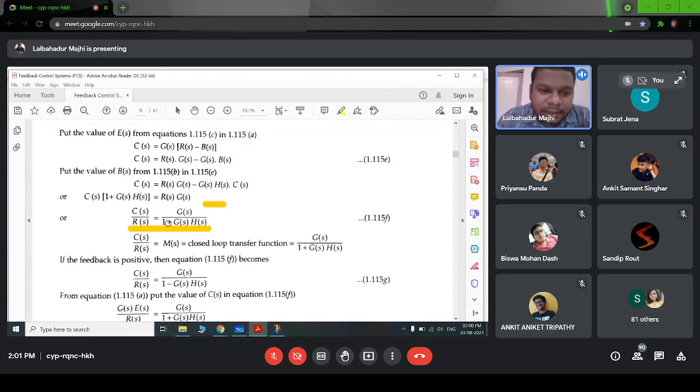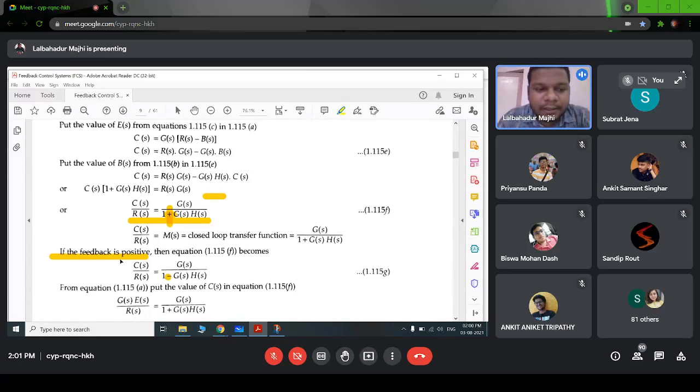So remember this point. See here, it is given as 1 plus G of S H of S. So this is for a negative feedback system. So if we have a positive feedback system, then it will become negative. Clear? For negative, it will be 1 plus, and for positive feedback system, it will be 1 minus G of S H of S. So that is why we normally don't use positive feedback system.